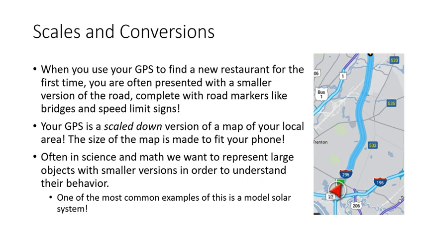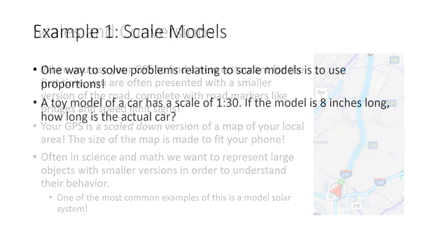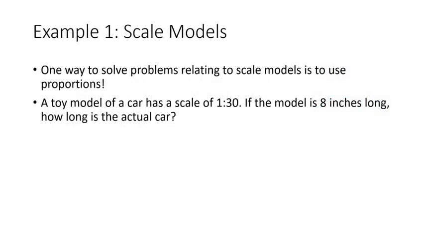Often in science and math, we want to take things that are much larger than what we can see and hold in our hands and scale them down to smaller versions that are easier to deal with. This allows us to then model behavior of large objects using a small model. One way to solve problems about scale models is to use proportions.